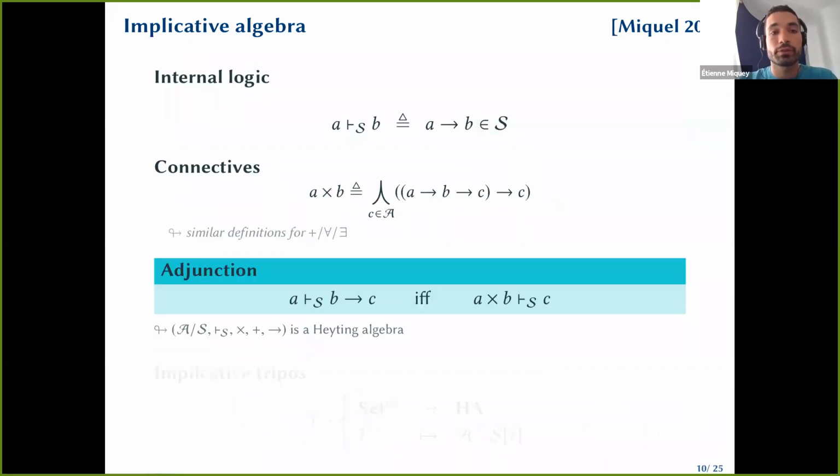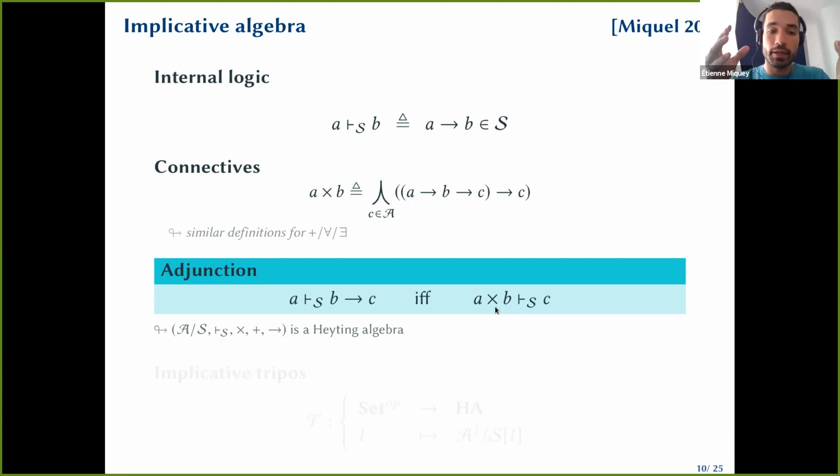And about the logical part, you can define an internal logic which reflects the usual realizability interpretation, in the sense that you say that A entails B with respect to the separator if the arrow A to B belongs to the separator, which means there is a realizer for A implies B in the separator. And you can redefine the connectives using the usual impredicative encodings, for instance the product, the sum, the quantifiers, and so on. And then you have that the entailment here for the internal logic is satisfying the usual adjunction property for the implication and the conjunction that you have in Heyting algebras.